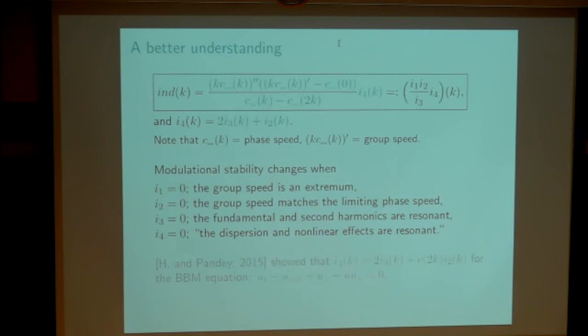And for the water wave problem and for the Whitham equation, these three factors, I1 through I3, do not change sign. And this last factor is responsible for the potential type instability. I stop here because the other parts require more time than I have. Thank you.